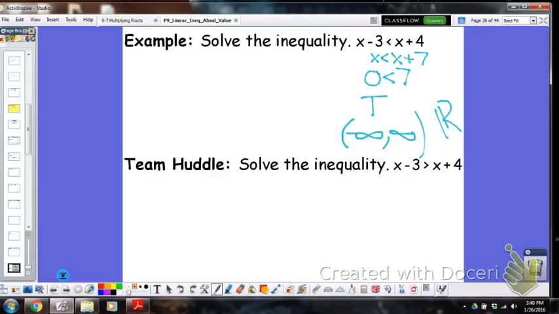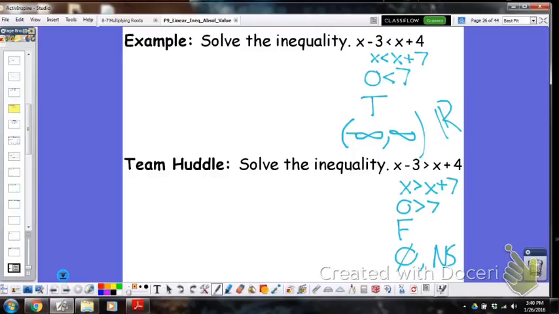Go ahead, work through this next one, see what you can get. When you're ready, unpause the video. So for this one, we got the solution 0 is greater than 7, and that is a false statement. So we have the null set, or no solution.